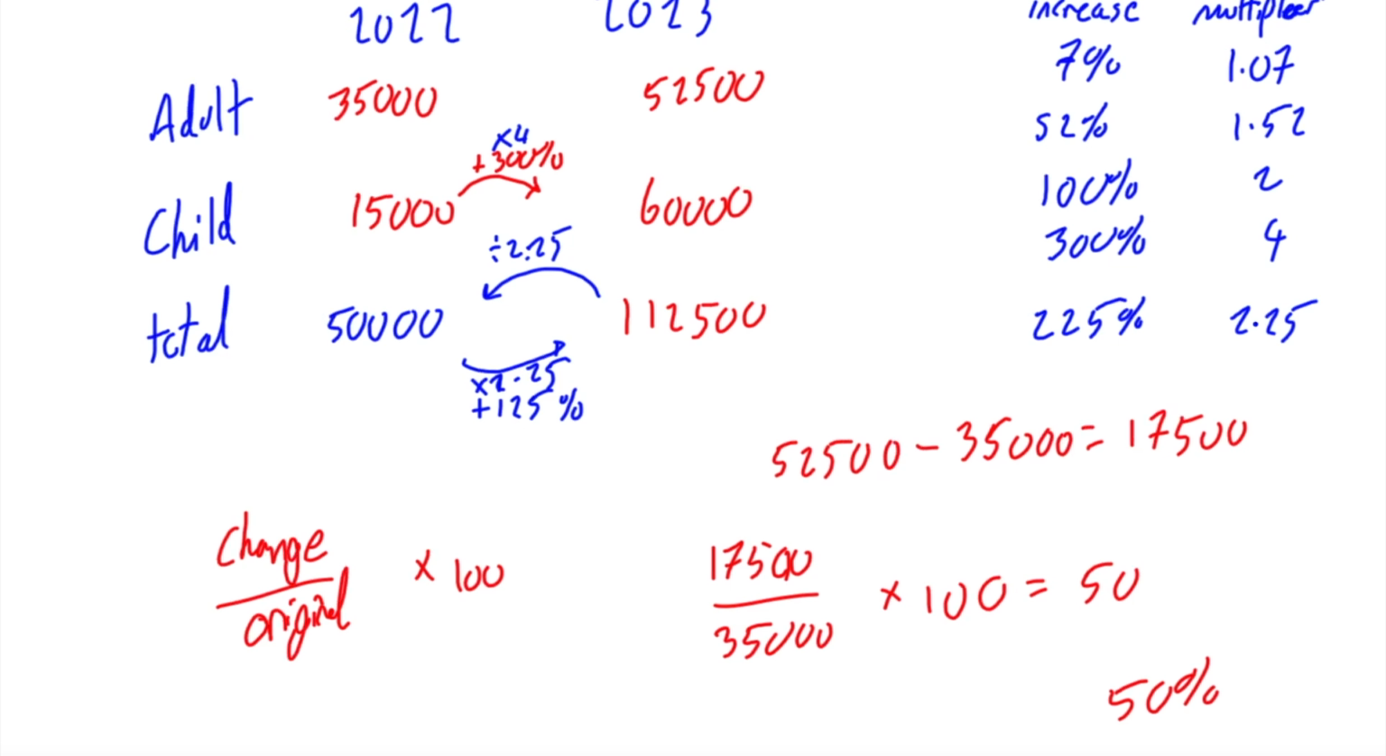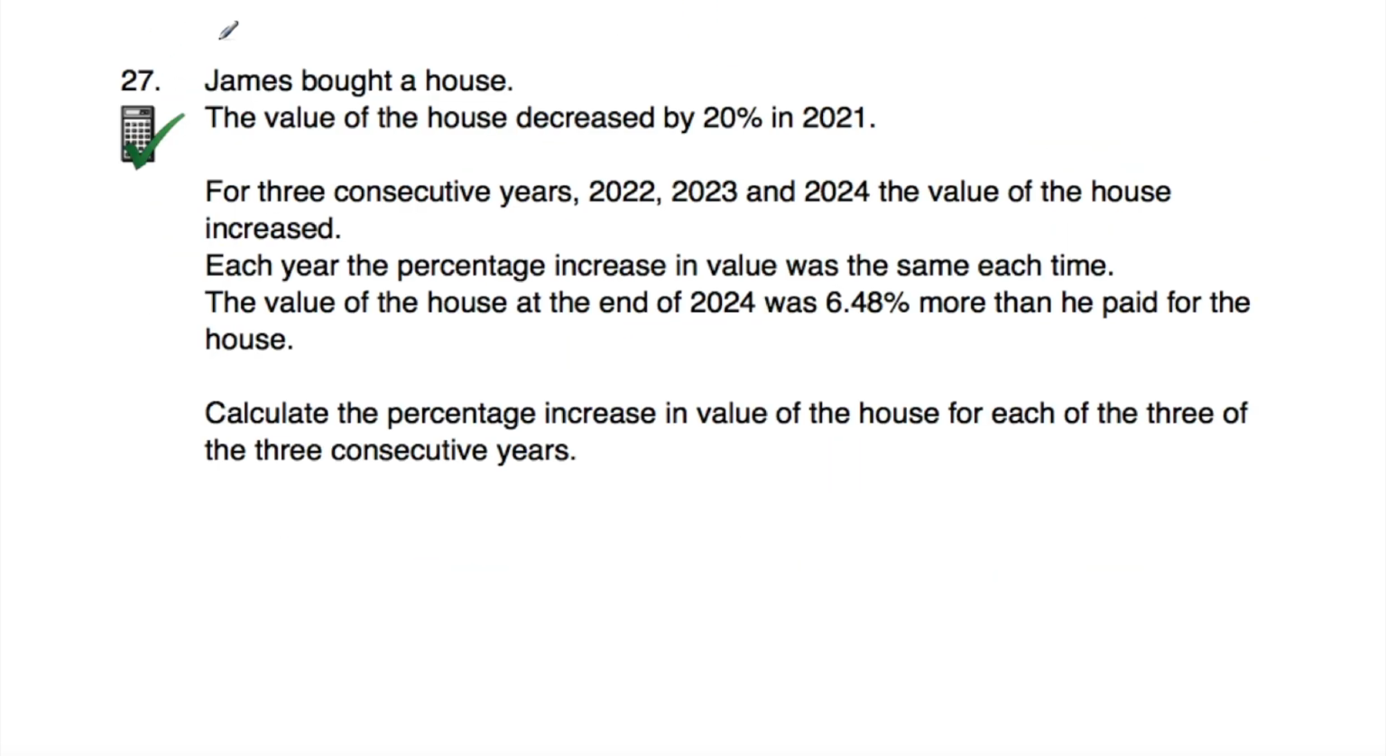And that's it. Okay, let's have a look at our next question, question number 27. Question number 27 says, James bought a house and the value of the house decreased by 20% in 2021. So it goes down by 20%. And then for 3 consecutive years, so 2022, 2023 and 2024, the value of the house increased. And each year these percentage increases were the same. So each of these percentage increases were the same each time.